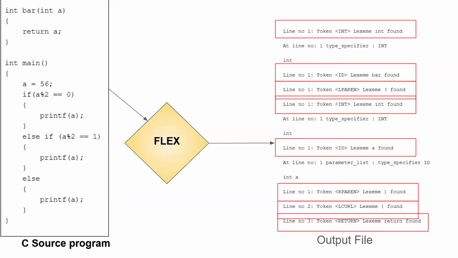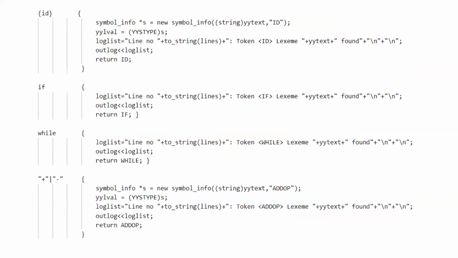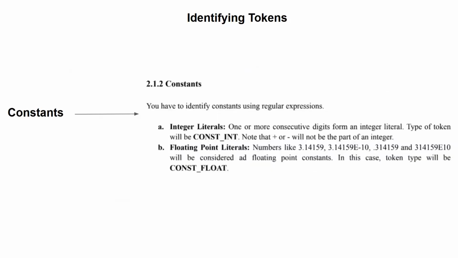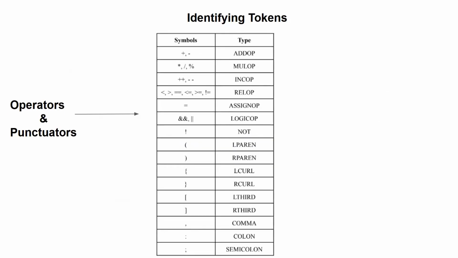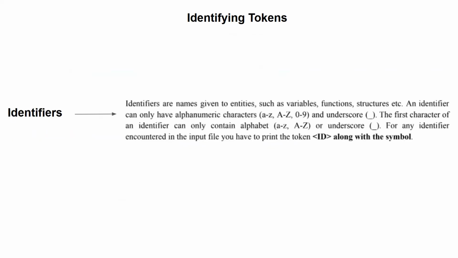Now for generating tokens for the lexemes, you will need to match the patterns with the lexemes. If the lexeme matches the pattern, then you will execute the corresponding action, which is basically printing the token generation message with the lexeme and the line number information, and you have to return the token to the parser. There will be different kinds of lexemes in your code, for example keywords, constants, operators and punctuators, identifiers.